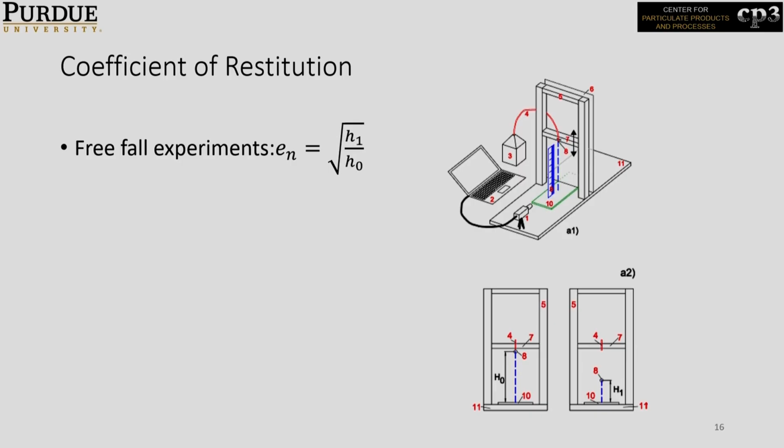Common setup, again, free fall experiments. You make the material drop from a specific height, and you use a high speed camera to get the rebound velocity. You know the velocity when it falls from a specific height, and by using the rebound velocity or rebound height, you get the coefficient of restitution. Simple setup, right? So what will be one major disadvantage of this setup?